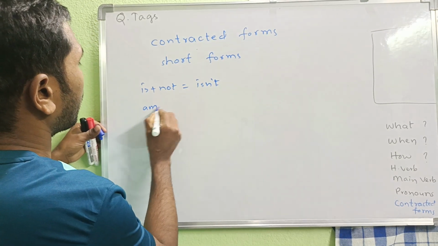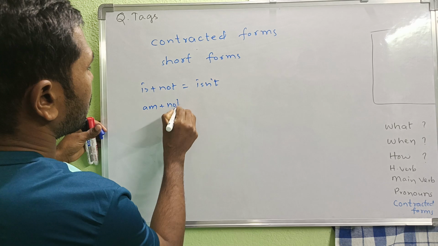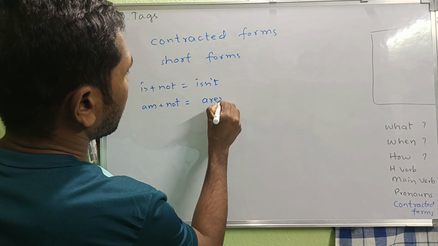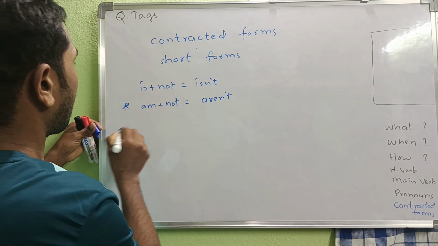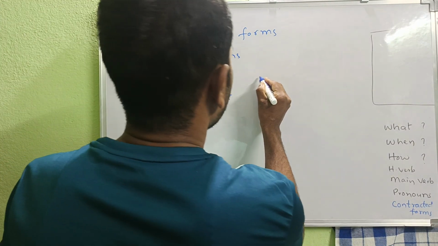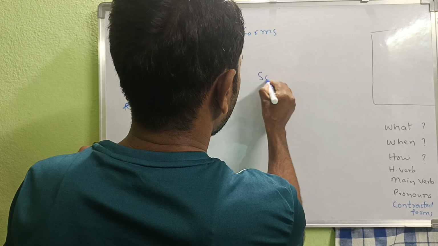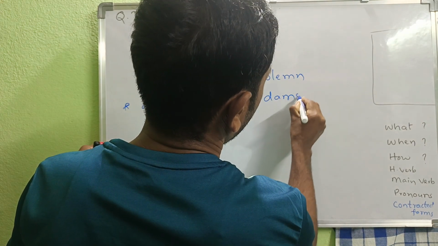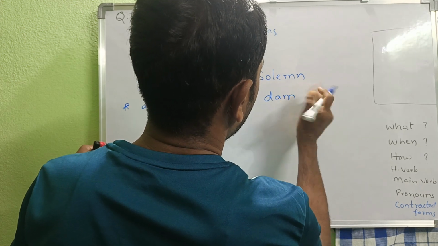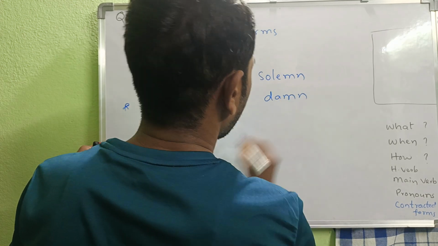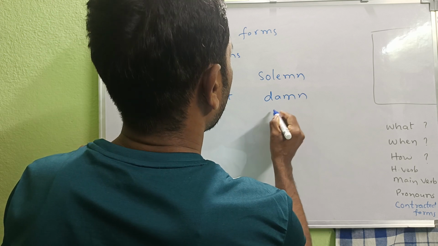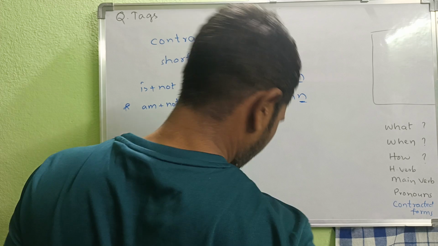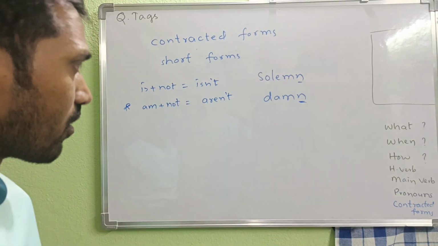Am plus not. This is very important. Aren't. Why? Because when we see some words, here these are some of the words that I can give you as examples. Let's see. Here, the underlined word is silent.